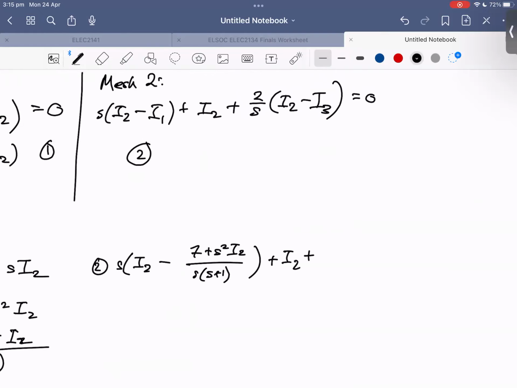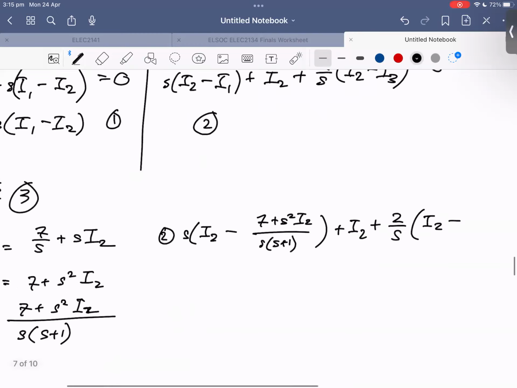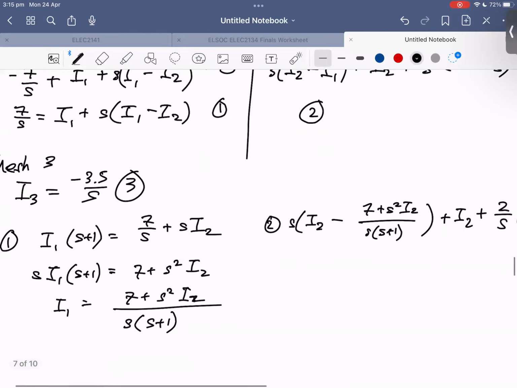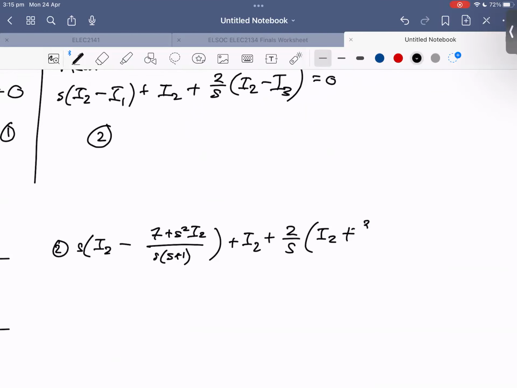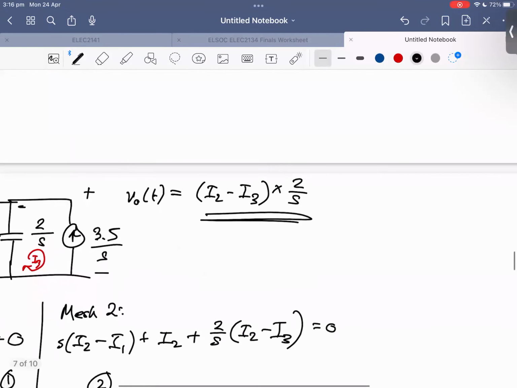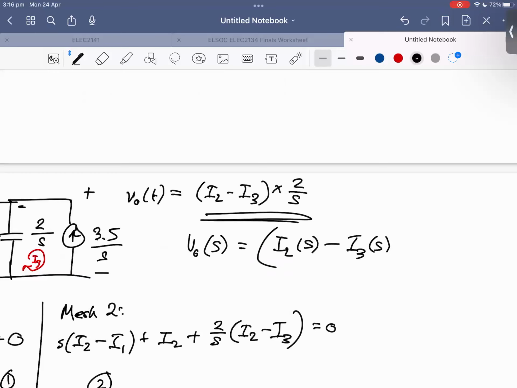Plus I2 plus 2 over S I2 minus I3, which is plus 3.5 on S equals 0. The backside equation subbed in, I've subbed in I3 and I1, so now I can just go ahead and solve for I2. And then after that, I can just find V0 of S, which is I2S minus I3S times the impedance 2S.